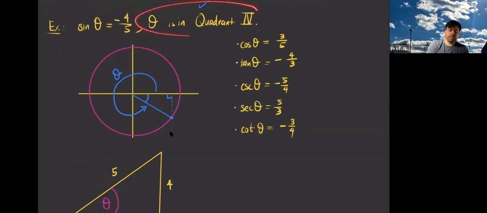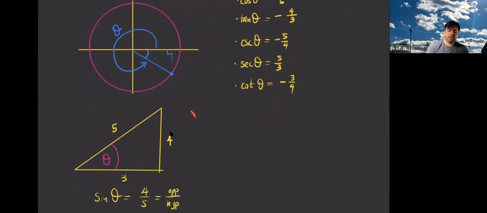So remember, the quadrants give you the sign of your trig function. And for the actual value, you can find the rest of them by creating your own right triangle with those dimensions and finding the missing side.